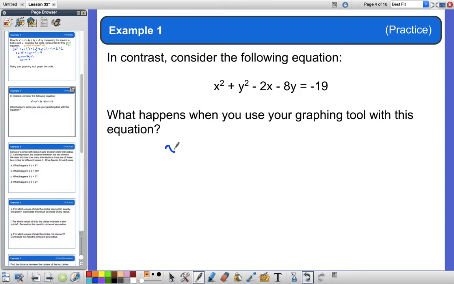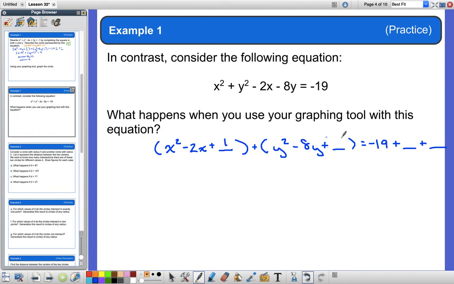And so we would write x squared. We bring the minus 2x right here. We put a blank because we're going to complete the square. And then we'll do the same thing with the y values. And so that's going to be equal to negative 19 plus a blank plus a blank. And so here, 2 divided by 2 is 1. We square that, we get a 1, so we put a 1 here and a 1 here.